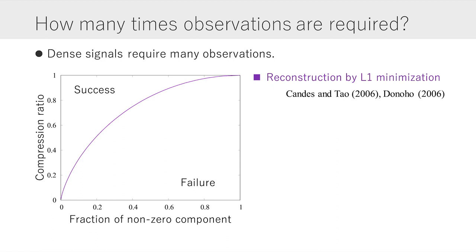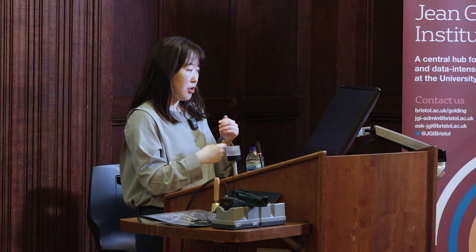When we use the L1 minimization, we can draw this kind of figure. Here, the horizontal axis is the fraction of non-zero components, and the vertical axis is the compression ratio, which means the number of measurements divided by the number of measurements required in full measurement. So if the vertical axis is smaller than one, we can achieve fewer measurements compared with the full observation.